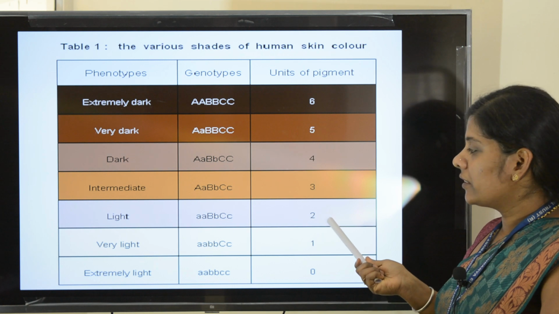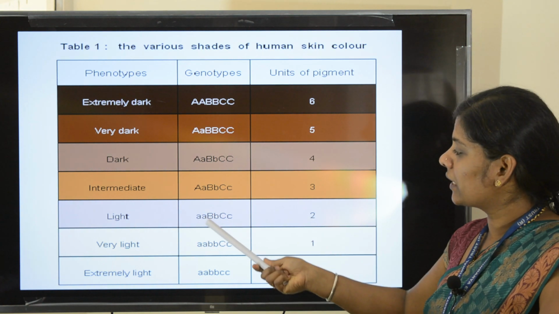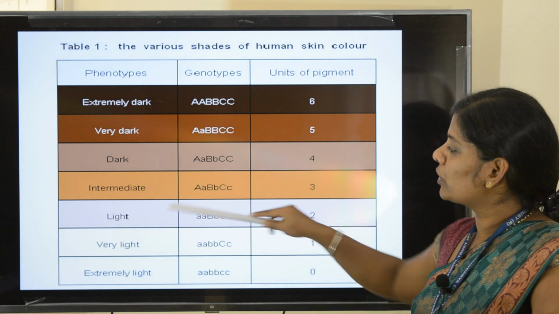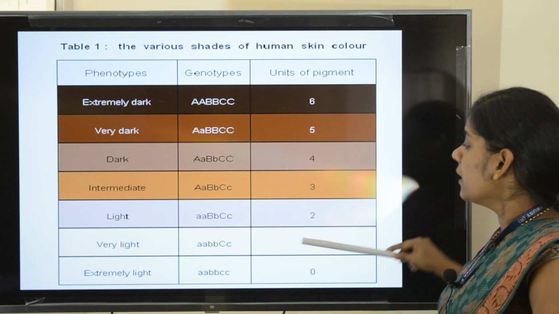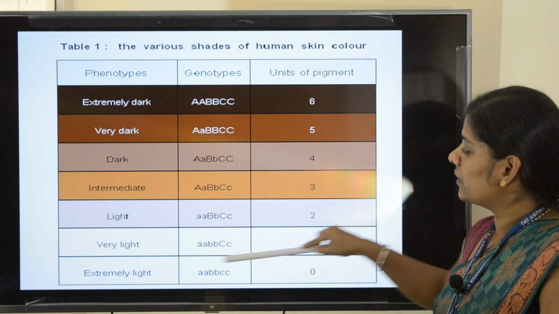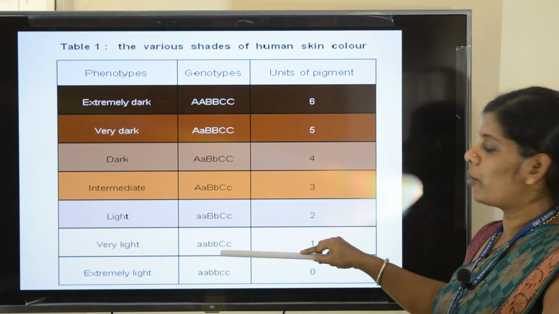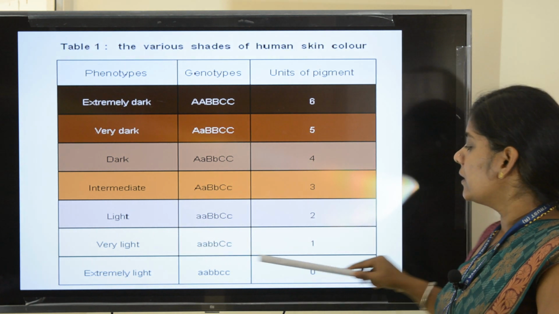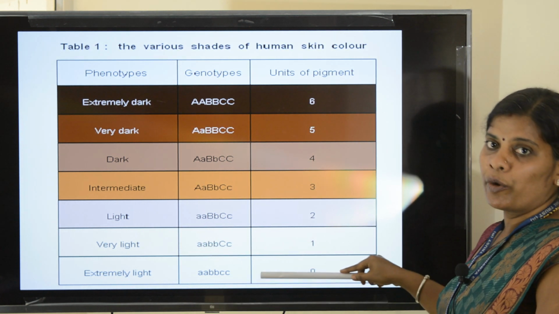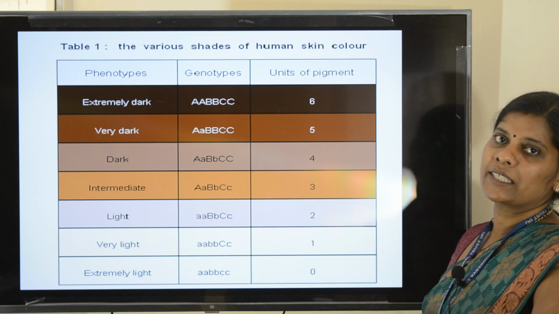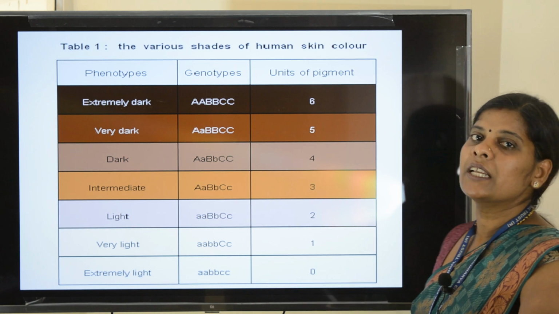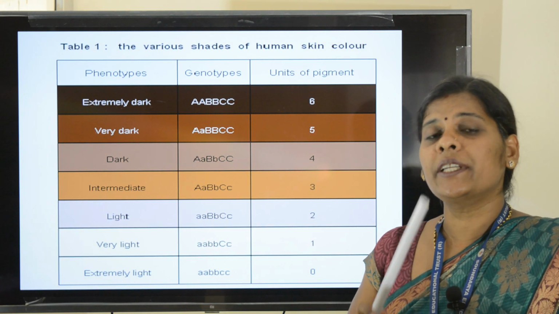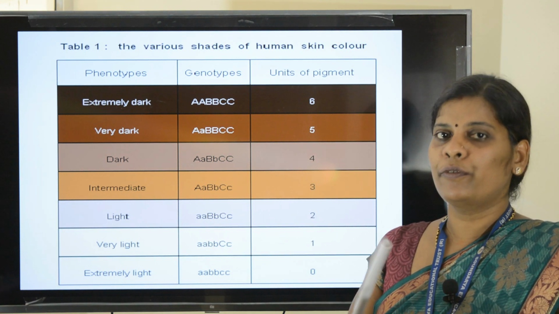In another case, 2 alleles, you can see here capital B and capital C, other alleles are recessive. So the individual shows light skin. In another case, in this genotype, one gene is dominant, all others are recessive. So very light skin. The last case, there is no dominant allele. All 6 alleles are recessive. So the person is albino. Here the number of dominant alleles is considered for the phenotype.